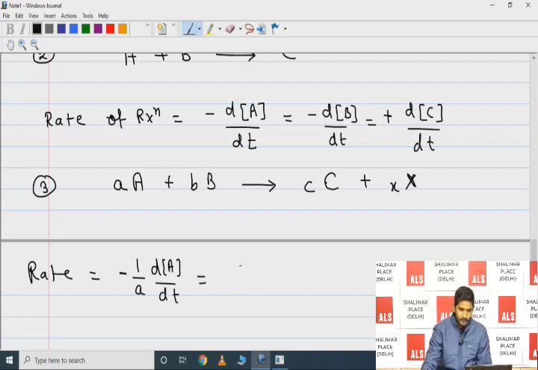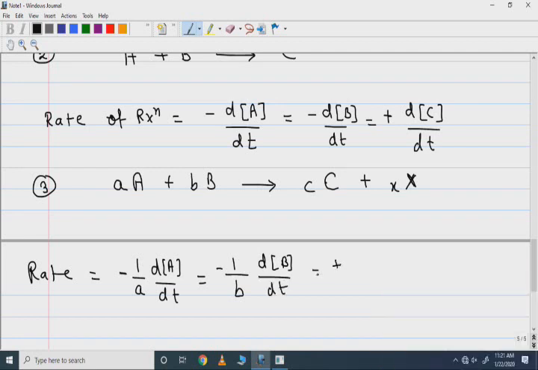Similarly for B, I can write it as minus 1 by b dB upon dt. For the product, I'll say it is plus 1 by small c dC by dt is equal to plus 1 by x dX by dt. I hope this one is clear to everyone. Please copy it.